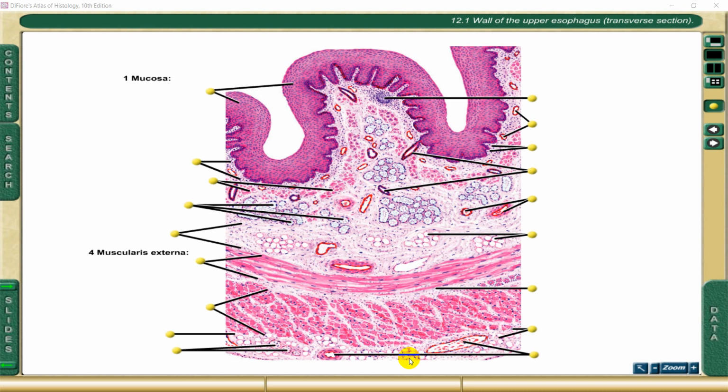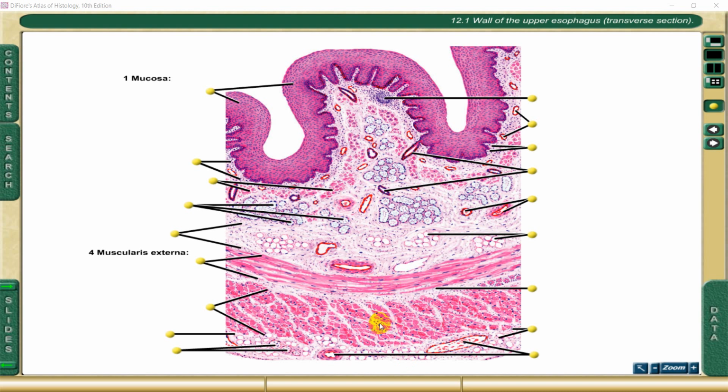In the esophagus, serosa and adventitia: adventitia is just in the cervical part, which is the upper part, and the thoracic part. Serosa is just in the abdominal part. Adventitia is just a type of connective tissue. Serosa is connective tissue with simple squamous epithelia.